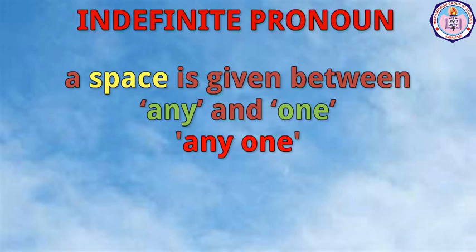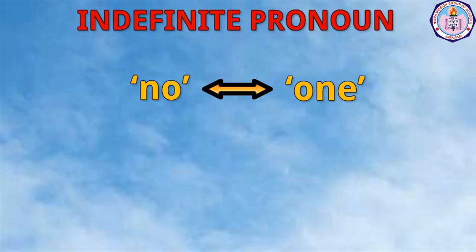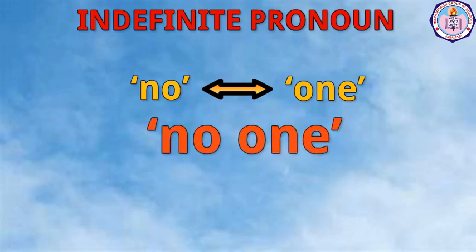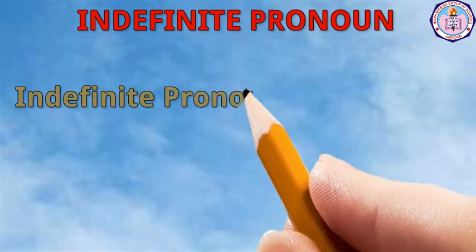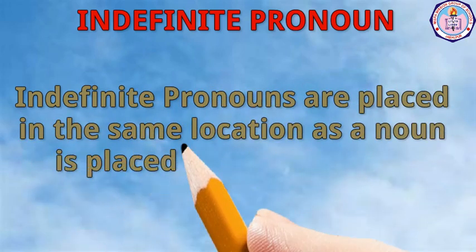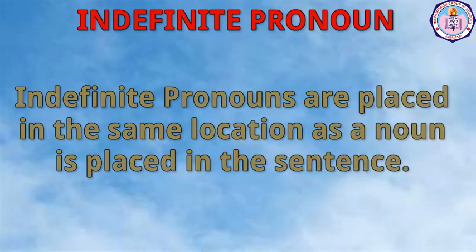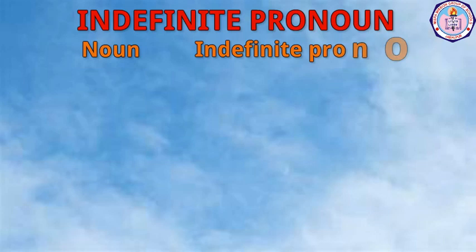You must have noted that always a space is given between no and one in all cases and written as no one, to avoid confusion when we read no one. Indefinite pronouns are placed in the same location as a noun is placed in the sentence. For example, place of a noun and place of an indefinite pronoun.